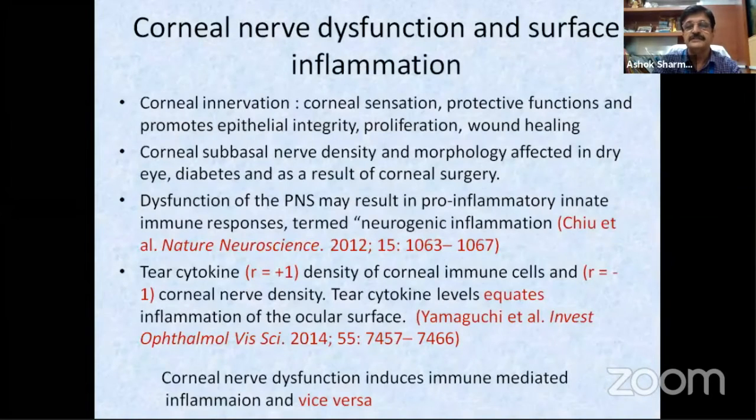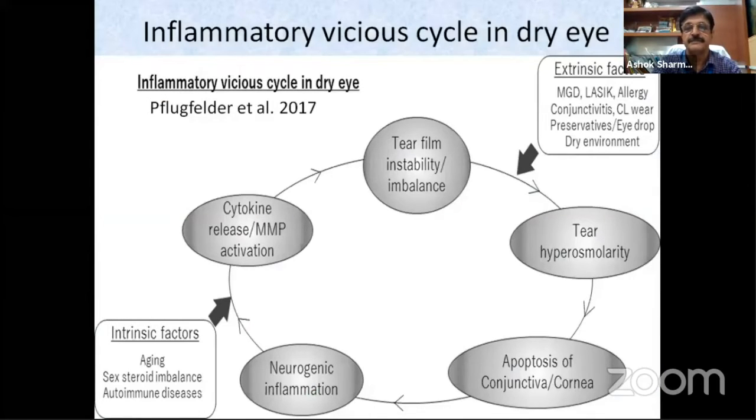In addition to these, even the nerve damage is important for ocular surface inflammation. It has been observed that the tear cytokine levels have direct correlation with the density of the immune cells, and they have inverse correlation with the corneal nerve density. In other words, the corneal nerve dysfunction induces the immune-mediated inflammation, and vice versa is also true, that the ocular surface inflammation can cause nerve damage. Once inflammation occurs on the ocular surface due to any reason, intrinsic or extrinsic, it enters into a vicious cycle.